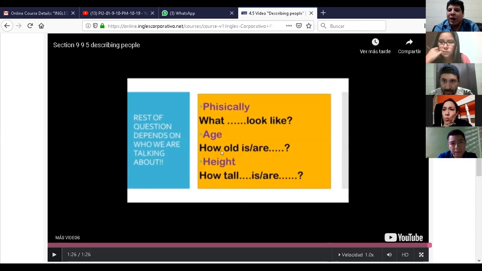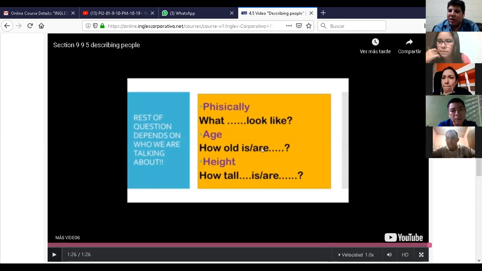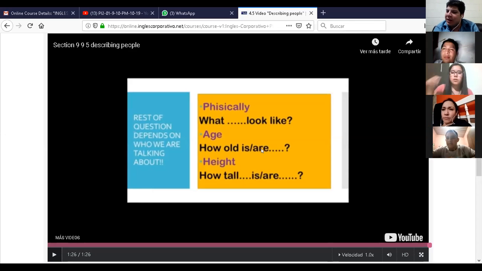How old are we? And then the subject. How old are we? Correct. Are we? ¿Tienen ellos? How old are they? Very good. ¿Qué edad tiene él? How old is he? Correct.